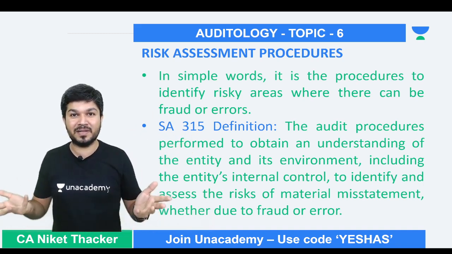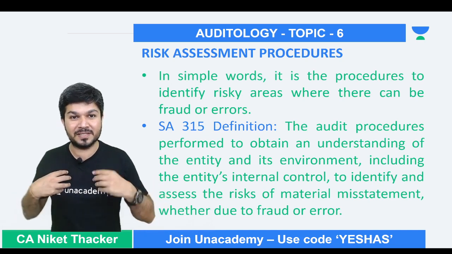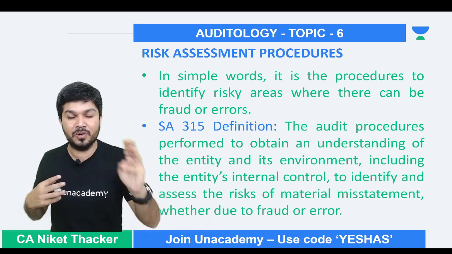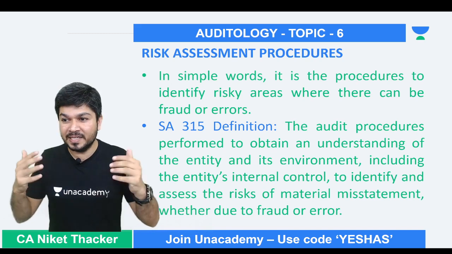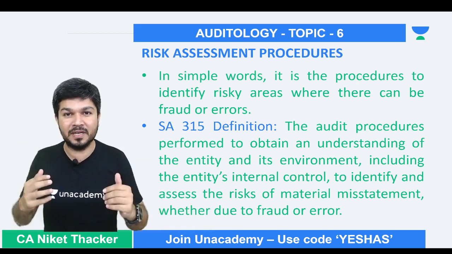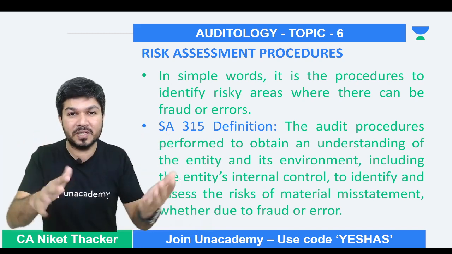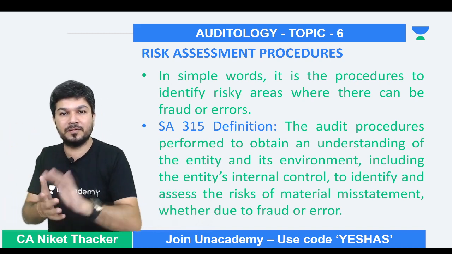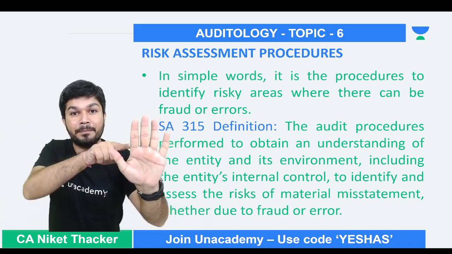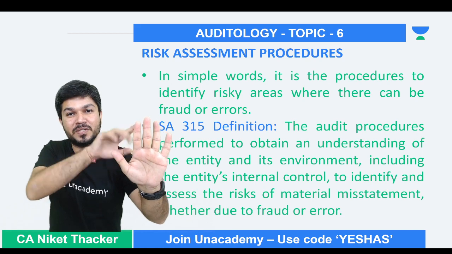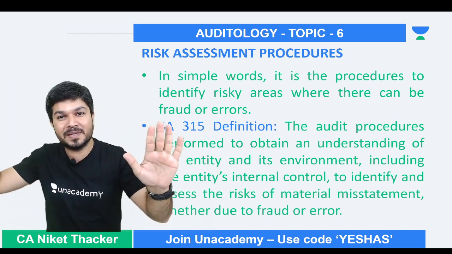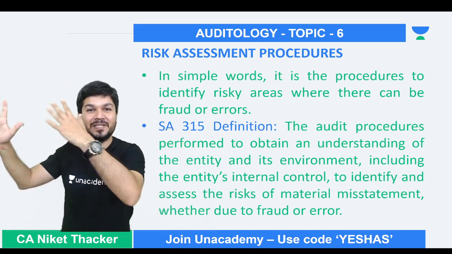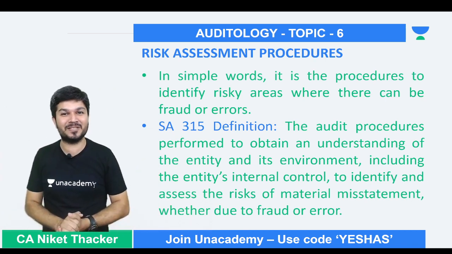Oh, sir, itna simple tha? Yes. So first we understand entity, environment, internal control. Based on that, we try to identify areas where there can be fraud error, and if we feel there are more chances of fraud error, we do other procedures more. The first is risk assessment procedure. Based on result of risk assessment procedure comes your compliance procedure, substantive procedure. The next term will be compliance procedure and substantive procedure.